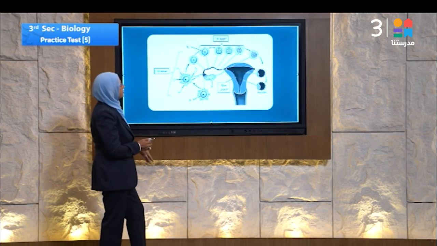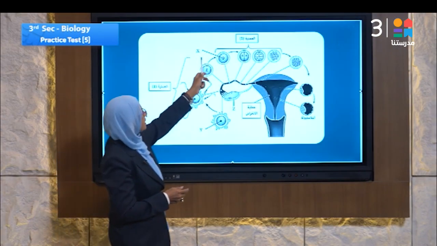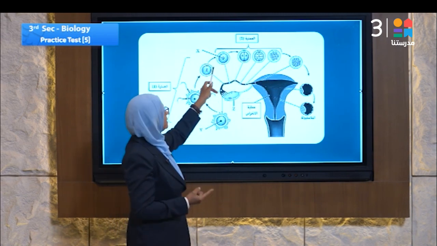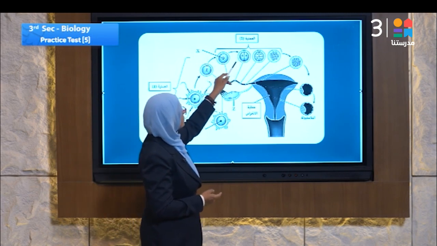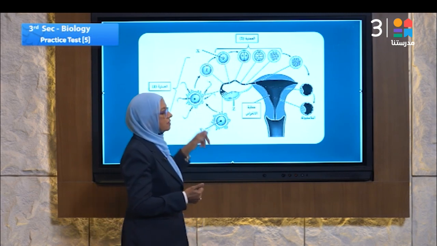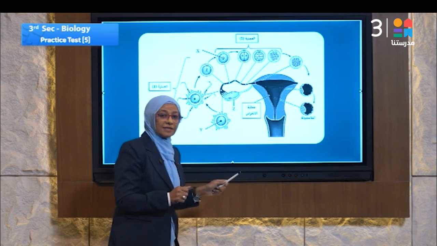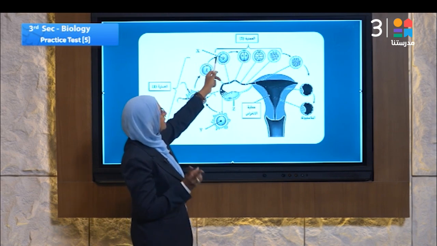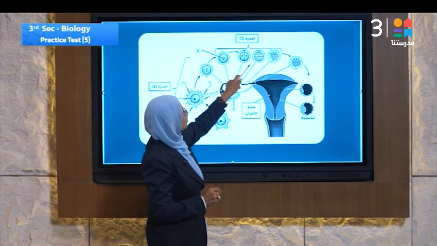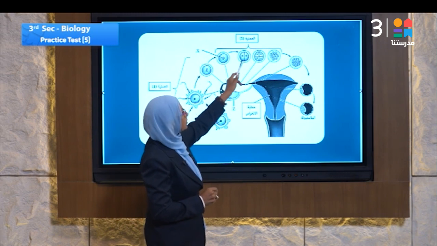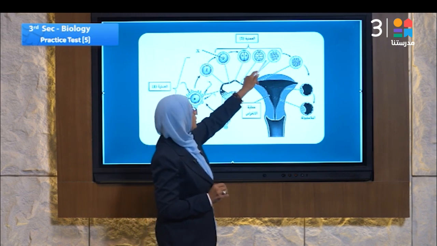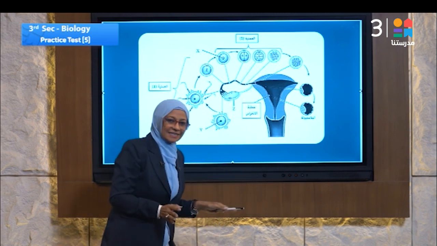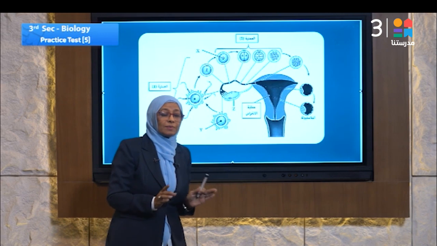Let's study the figure. The figure here speaks about process number 2. Process number 2 starts with 1 cell only, then becomes 2. That's the first division. The division here is mitosis. Why mitosis? Because it starts with 1 cell and gives 2 cells. The second one is 2 cells producing 4 cells, and the third one is 4 cells producing 8 cells. But this is mitosis division, not meiosis.